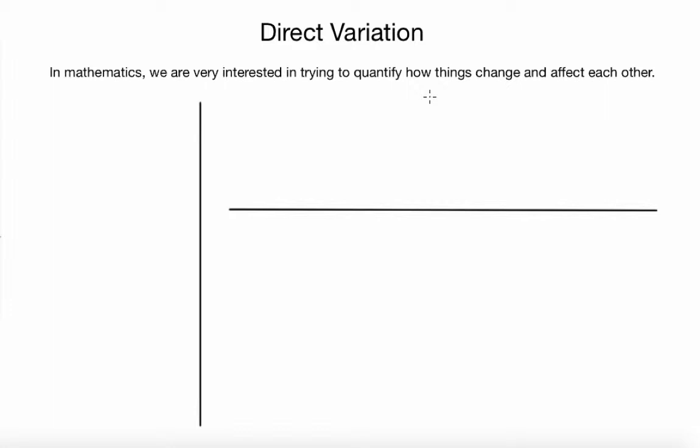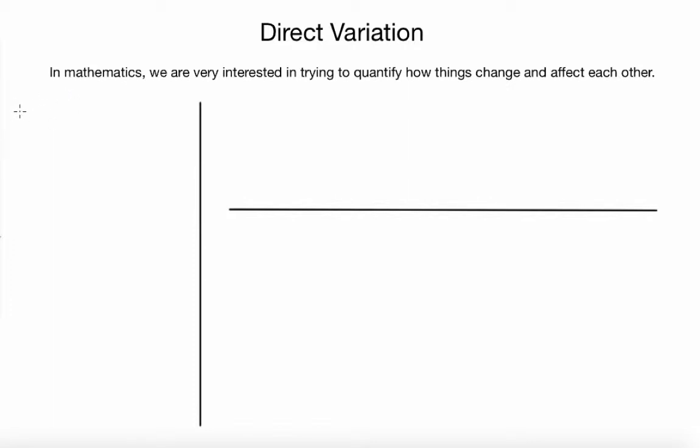It's very awesome and it's very tricky and it can be very complex sometimes. But direct variation is the simplest way to think about how does something affect something else. And so I really want to introduce this concept well to you guys. So let's think about what we have here.